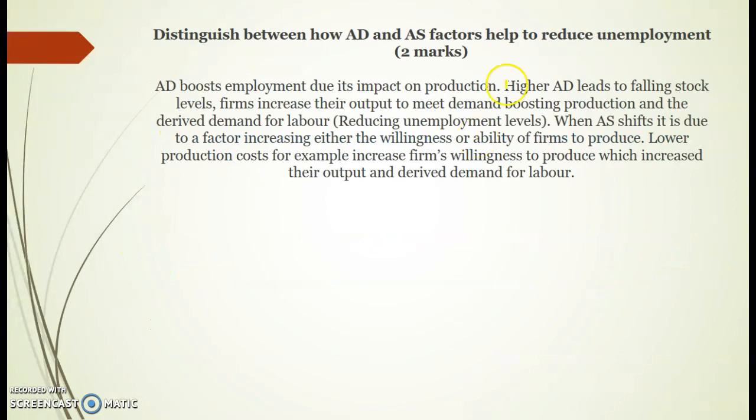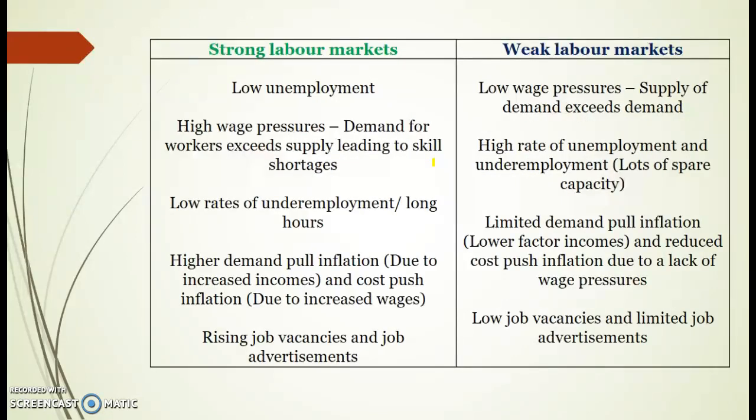Okay. In terms of distinguishing how demand and supply factors reduce unemployment, demand side factors boost employment due to their impact on production. Higher demand leads to falling stock levels. Firms will increase their output, and that increases the derived demand for labour. When aggregate supply shifts, it increases firms' willingness or ability to produce, leads to lower prices, which increases the demand for labour, but also makes firms willing to supply. So one's about increased demand and meeting that with increased production. One's about increased willingness to supply, which leads to more jobs.